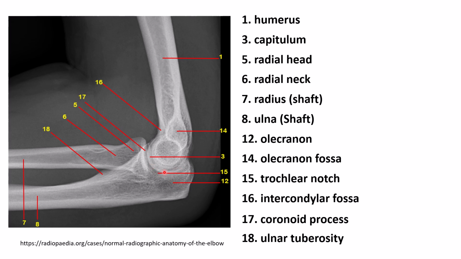15 is the trochlear notch. And 16 here, this depression here is the intercondylar fossa. 17 is the coronoid process. And finally, number 18, this is the ulnar tuberosity. The ulnar tuberosity is a protrusion from the ulna protruding towards the radius.